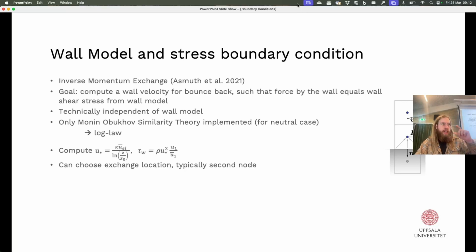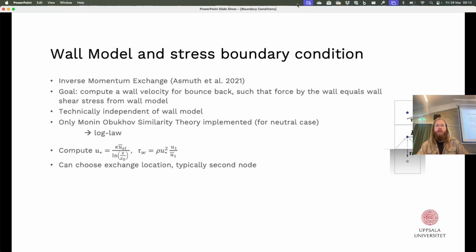So this is the LBM bit, and then we have to compute a wall shear stress, and then we could use any kind of wall model, but in wind energy we usually use, well, we call it Monin-Obukhov similarity theory, but in the neutral case it's really just a log law. And then we use what's called the Gertzbach-Schumann approach to compute a friction velocity, and then from that a wall shear stress.